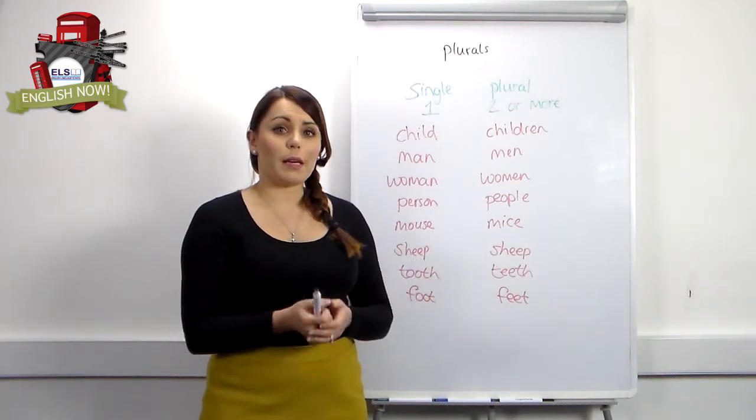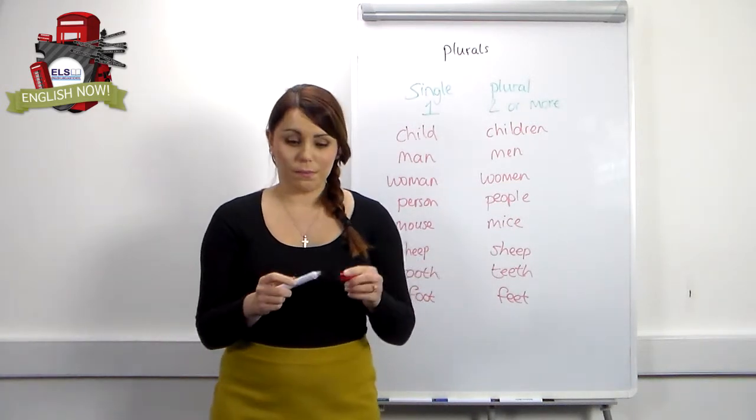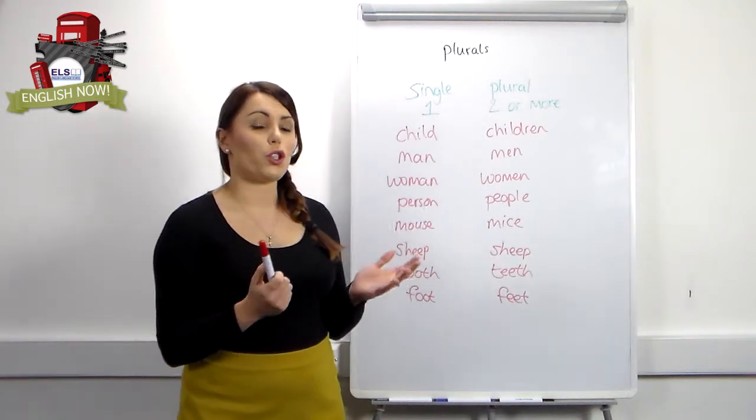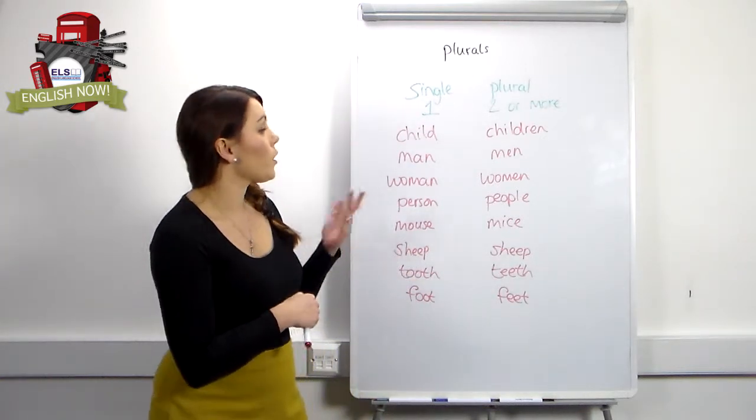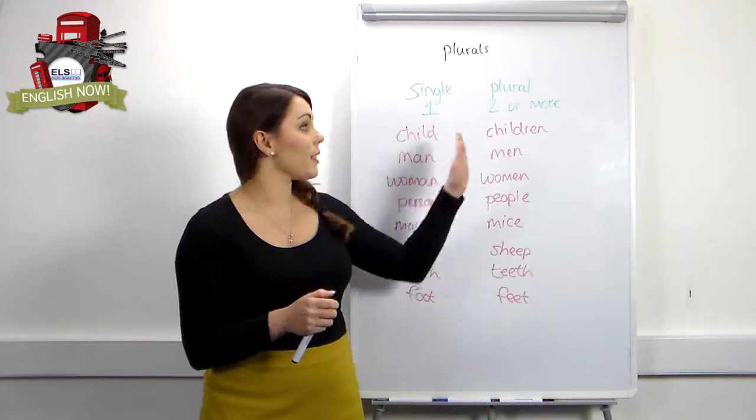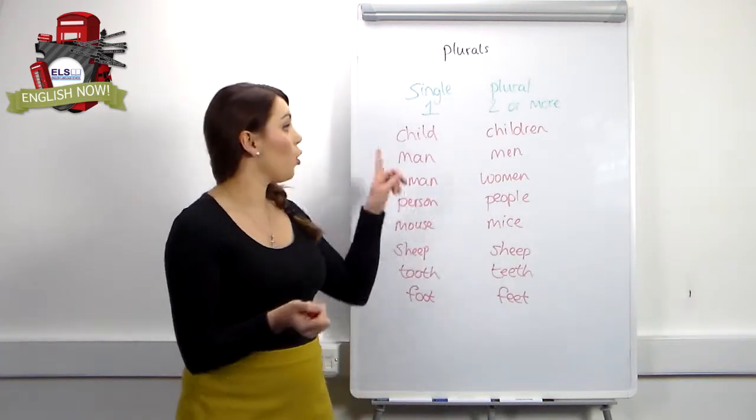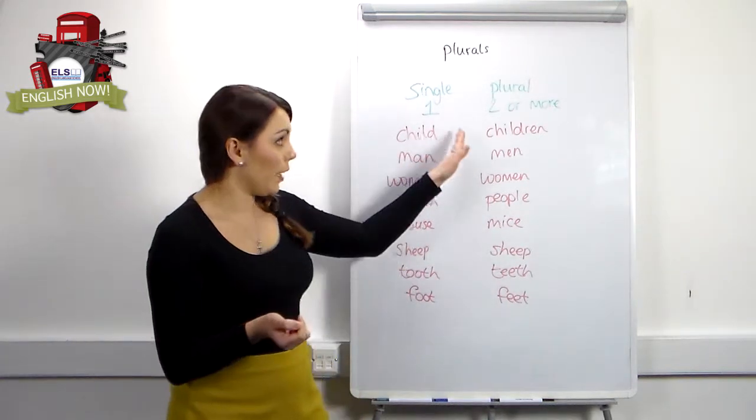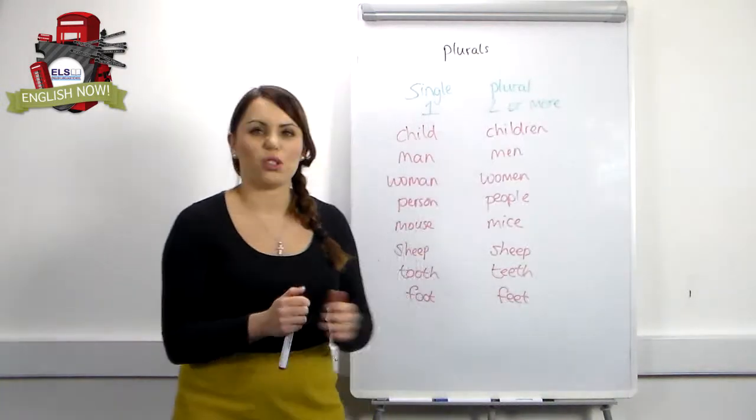If we're talking about an amount of zero, we also would use the plural form. So if I was saying I had zero children, one child, and two or more, again we would just use the plural.